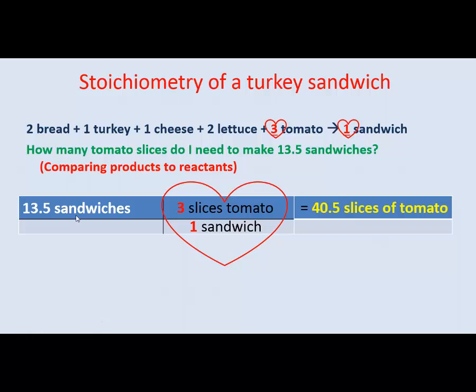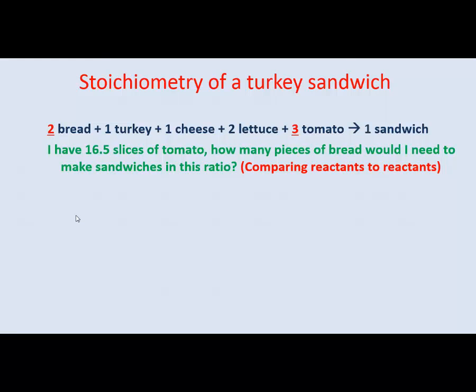So we can use these stoichiometric ratios very easily to figure out quantities of any reactant compared to any other reactant or product. In this case, I compared a product back to the quantity of reactants. Now, if I would like to know if I had 16.5 slices of tomato, how many pieces of bread I might use, I can compare one reactant to another reactant. I don't always have to compare reactants to products. So I can compare any of these stoichiometric ratios to any other stoichiometric ratio in the reaction. So here's comparing reactants to reactants.